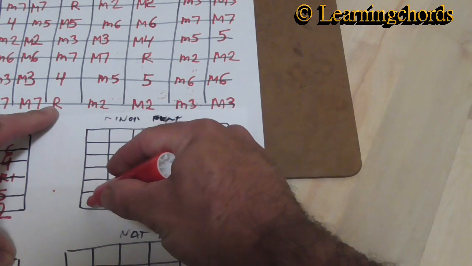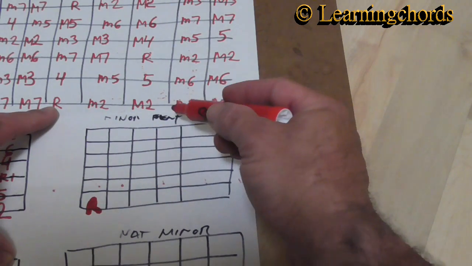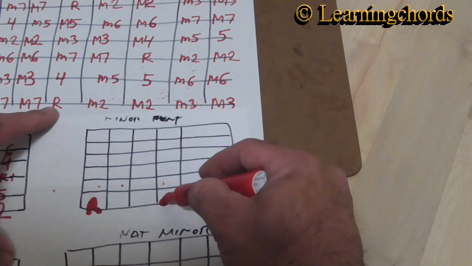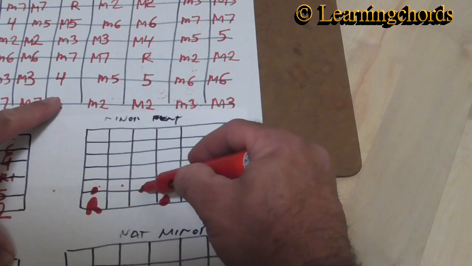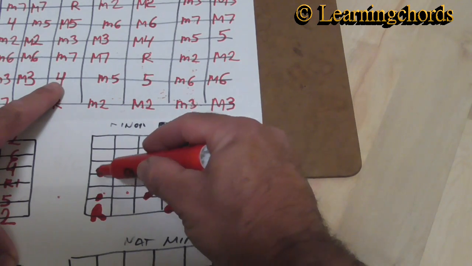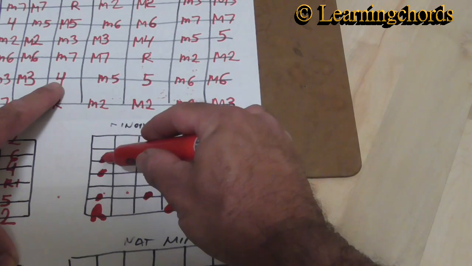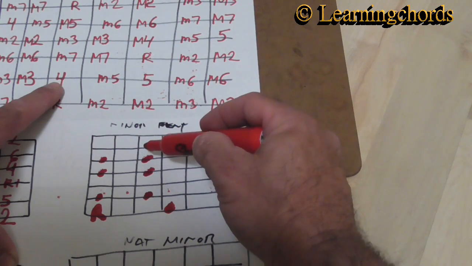Here we have the root. I'm not going to do the 1, 1, 4, 1, 3 thing. Here we have the root, and we have the minor third. And then we have 4. And then we have 5. And then we have minor 7. And then we have root. And then we have minor third. And we have 4, which is listed as major 4.